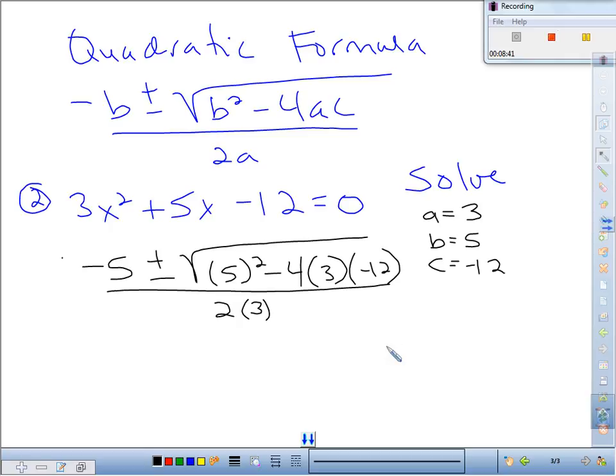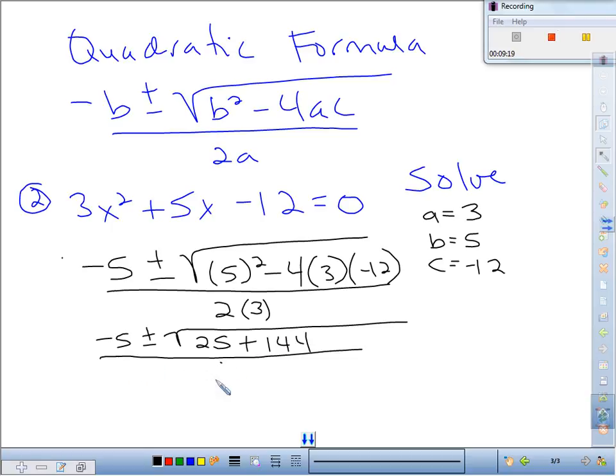Now I'm going to focus in on my square root part, so negative 5 plus or minus. I need to find out what my 5 to the second power is. Bowen, what's that? 5 to the second. Right, and now I need to deal with this. I have a negative 4 times 3 times negative 12. You can put that in your calculator. Negative 4 times 3 times negative 12. And we should get something positive. 144.